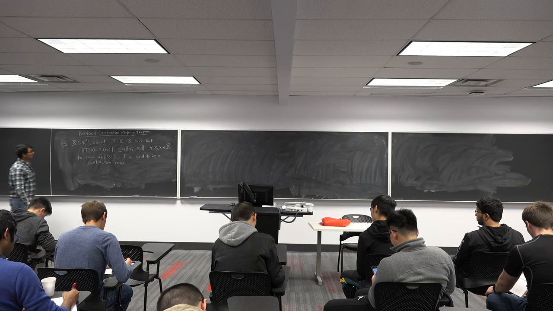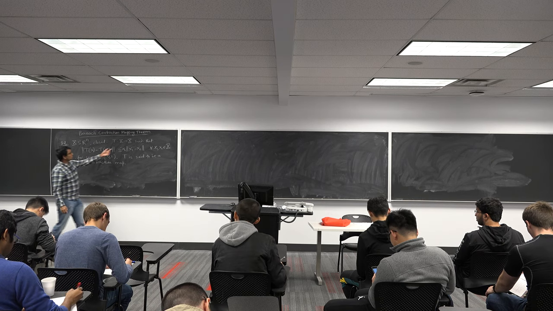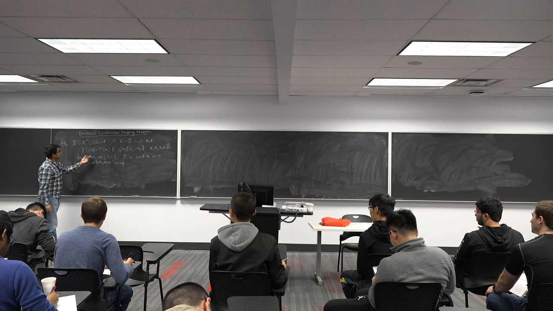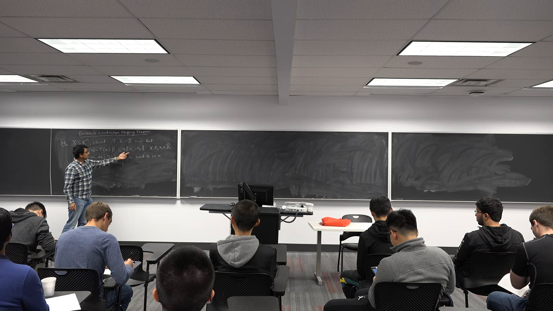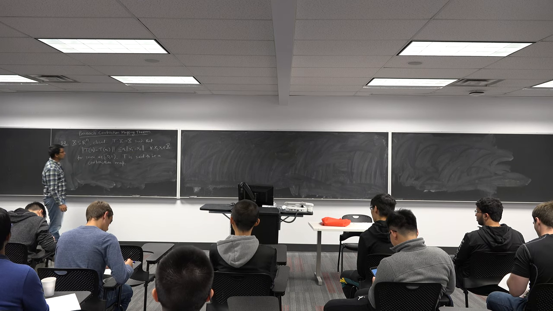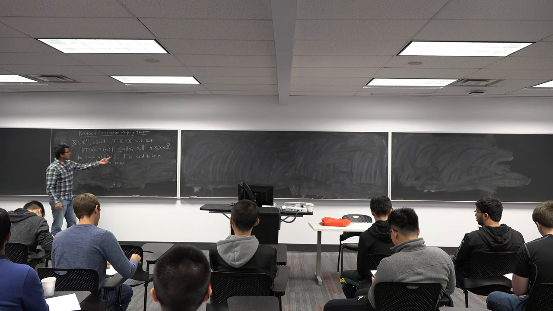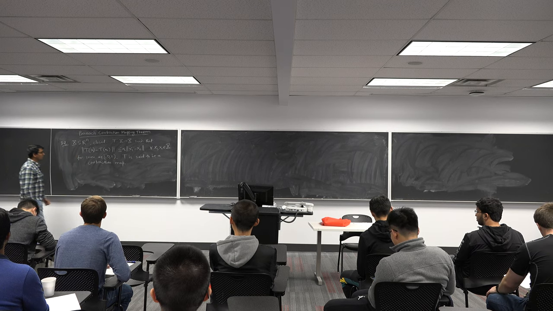So this is the definition of a contraction map. A map that maps a closed set to itself such that the distance between the two points it maps to is less than or equal to the distance between the original two points, but scaled by a factor alpha, which is between 0 and 1.